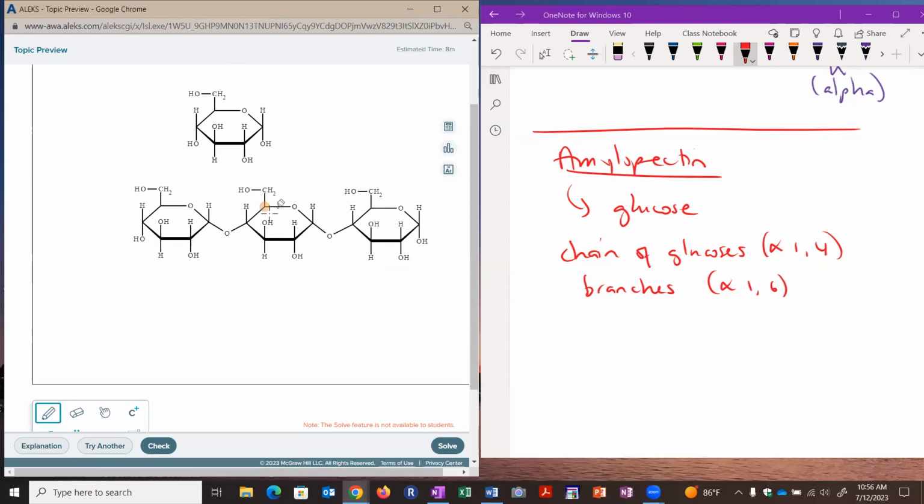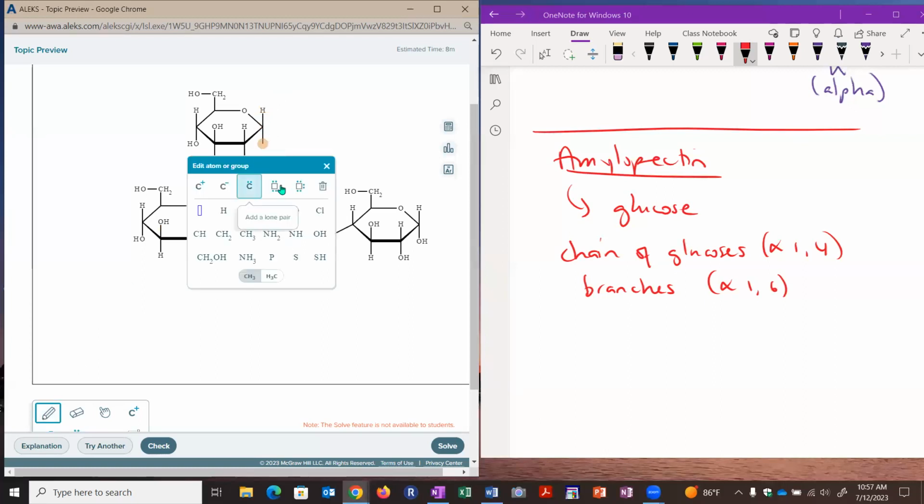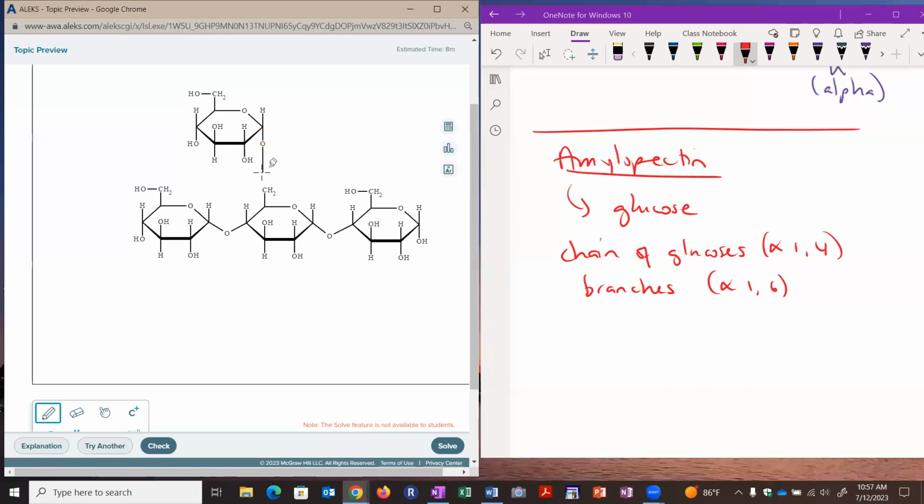I also need to make a branch. So in this middle one here, and to the one on the top, this is a glucose. This is carbon 1. I need to connect carbon 1 to carbon number 6 of the chain underneath. All right, so I'm going to erase this bond and that one. I'm going to erase this bond here, and I'm going to replace this with an O. I'm going to put an O right here, and then I'm going to connect that now to that carbon like so. So this is my alpha-1,6 branch, and then my alpha-1,4 chain of glucoses.